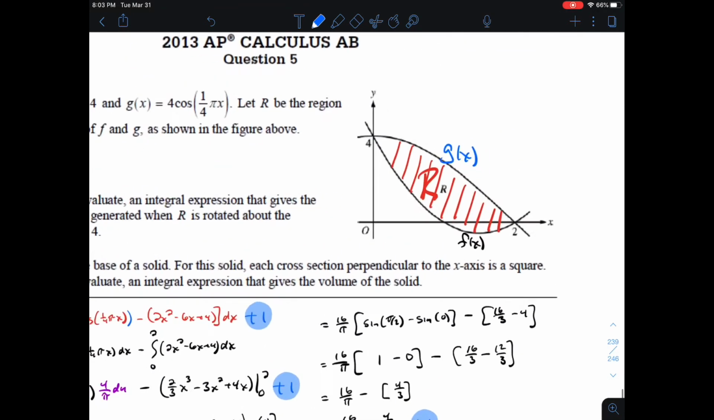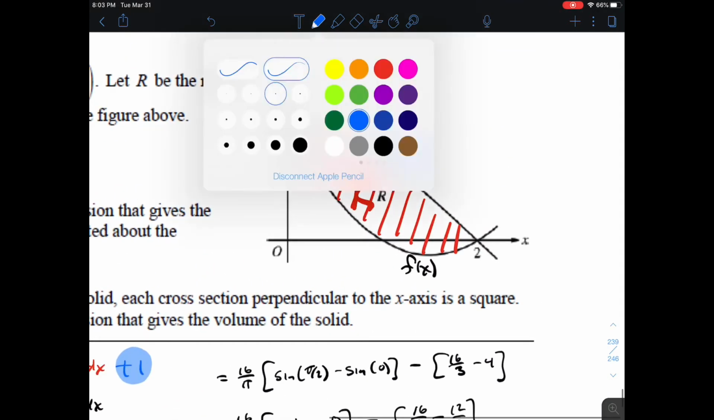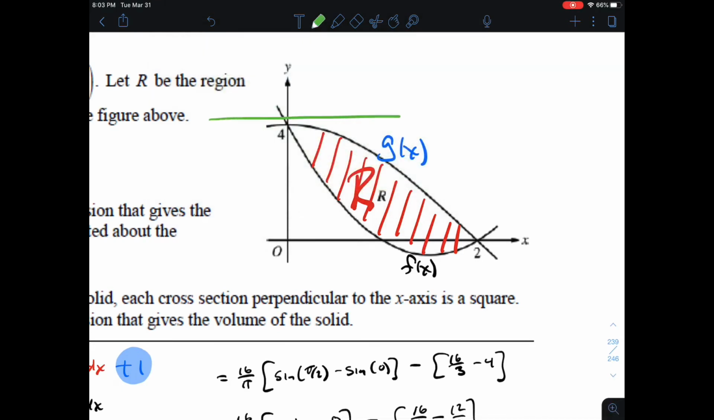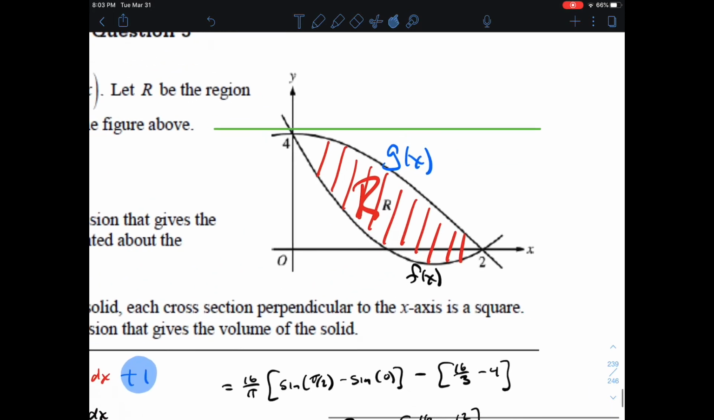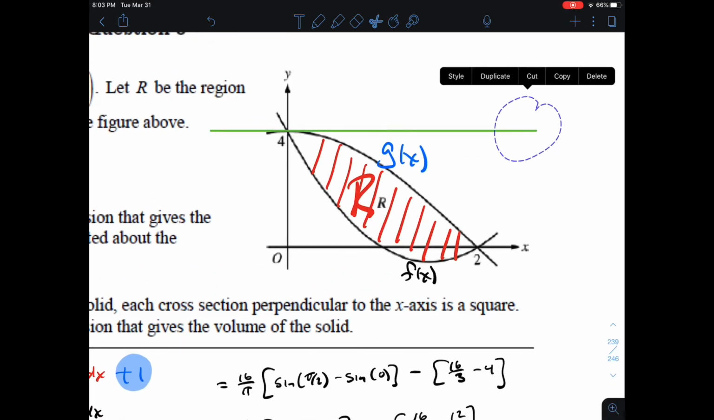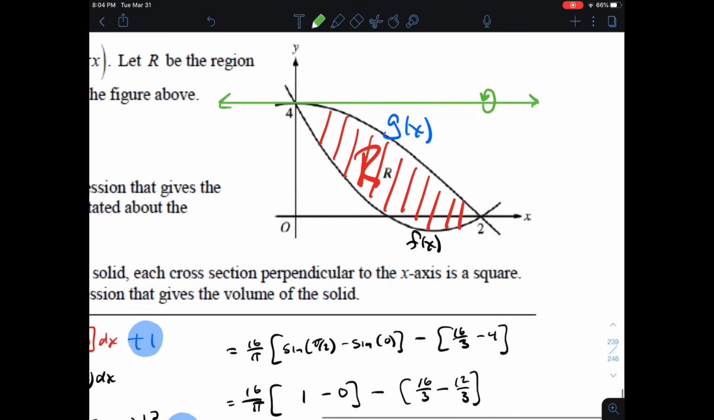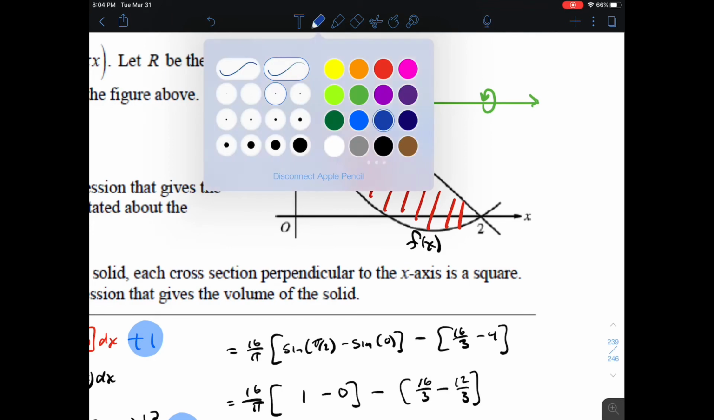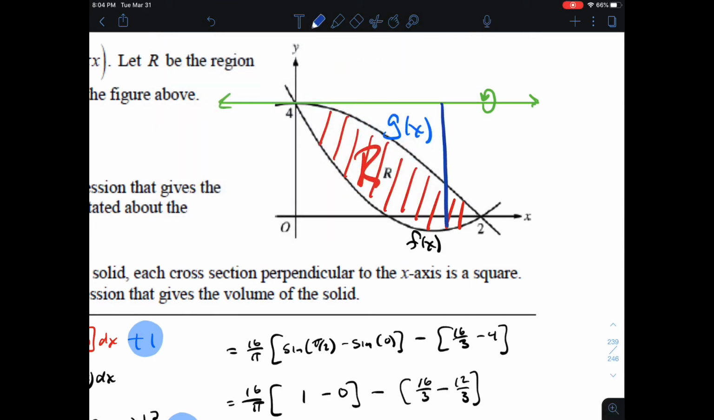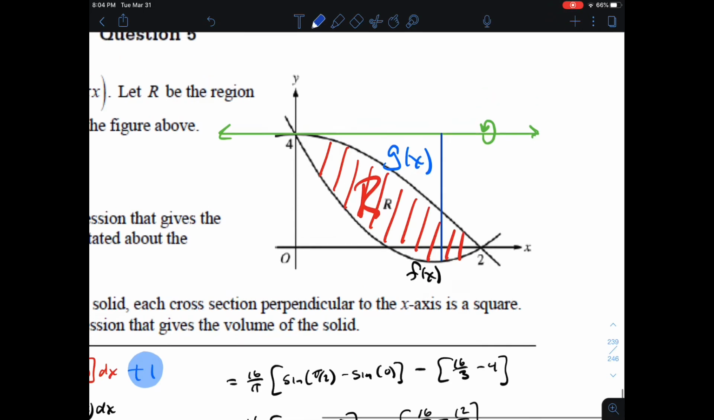Let's go back to our picture. Y equals 4 would be a horizontal line at 4, like so. We are revolving this around like so. The further distance between that green line and the curve is the function f.